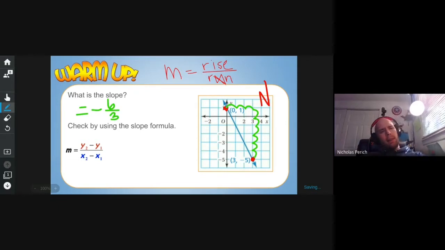But my golly, negative 6 over 3, well, that's just negative 2. And you're right for saying that. You're absolutely right. That's one way of doing it.